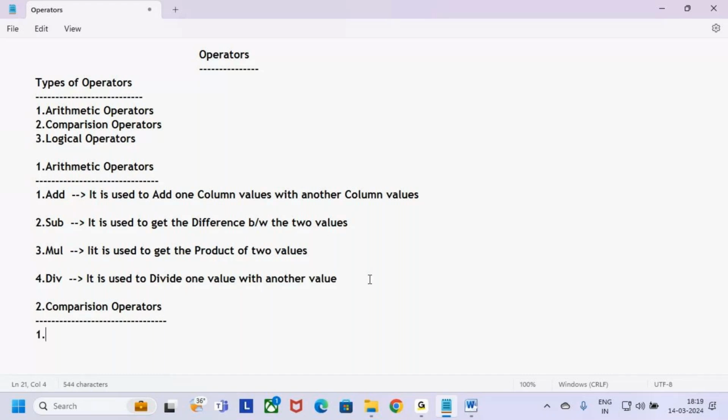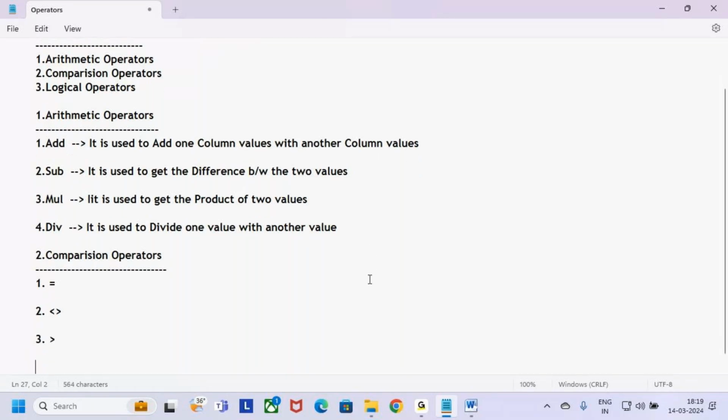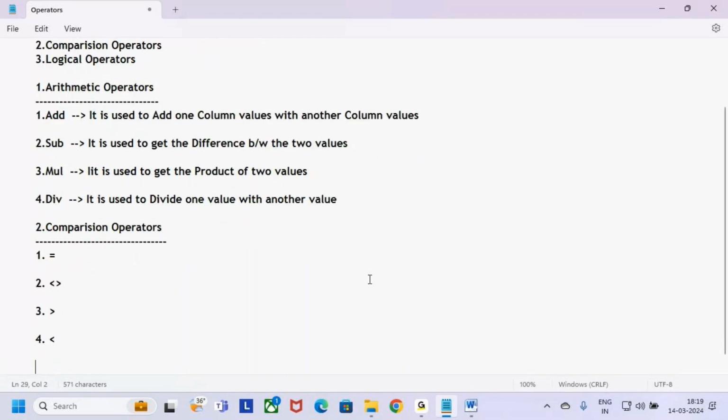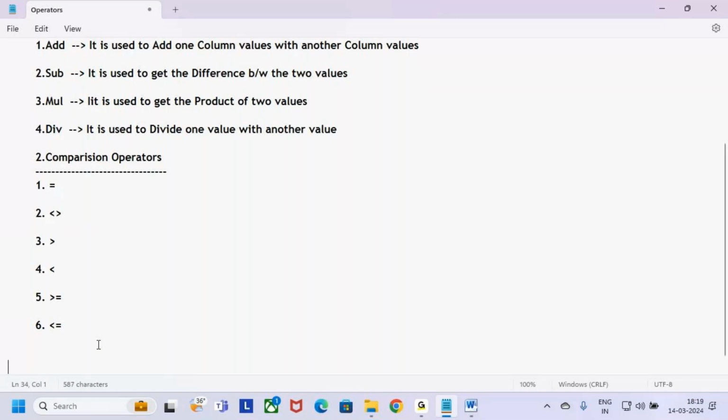As we know, equals to, second one is what? Not equals to, third one is greater than, fourth one is less than, fifth one is greater than or equals to, and one more, the sixth one is what? Less than or equals to. These are called comparison operators. Already you know. So let me keep here what this comparison operator is.